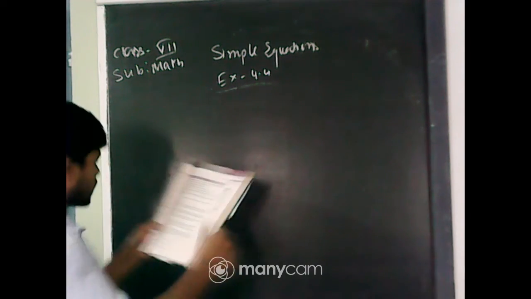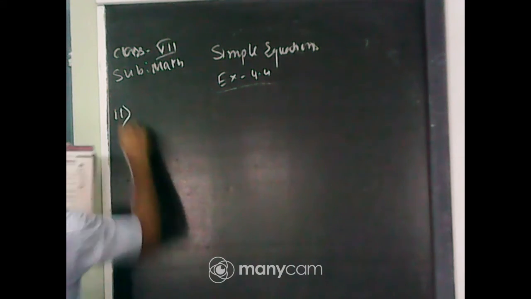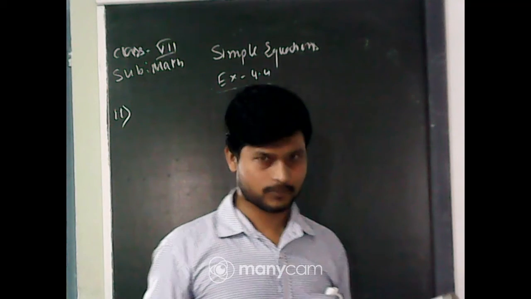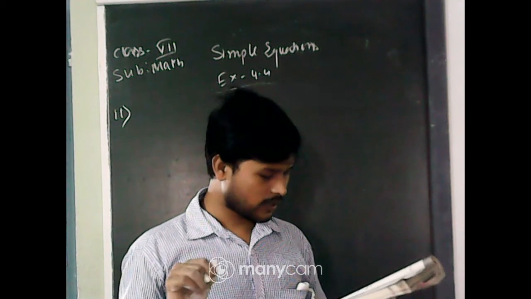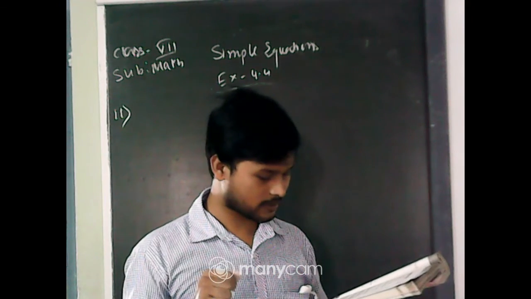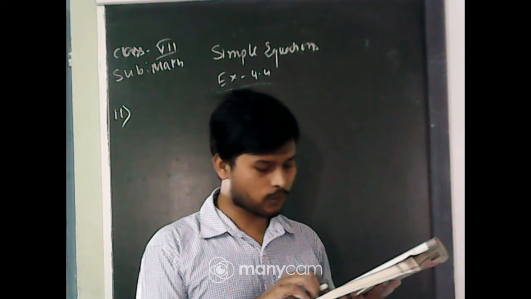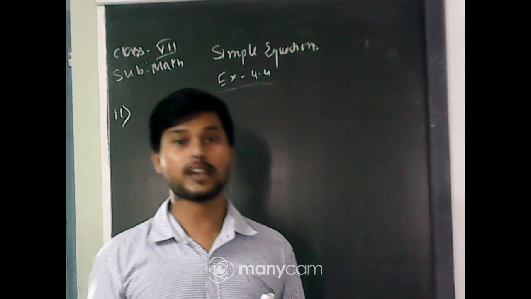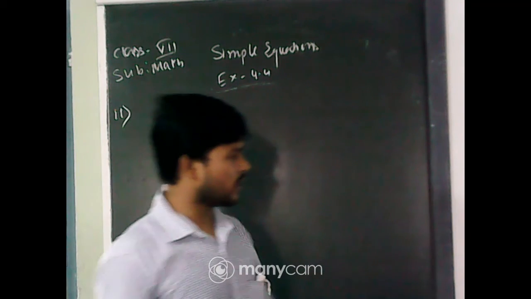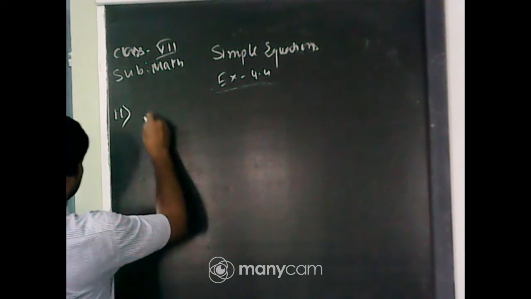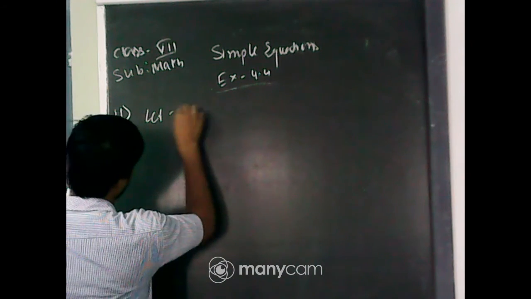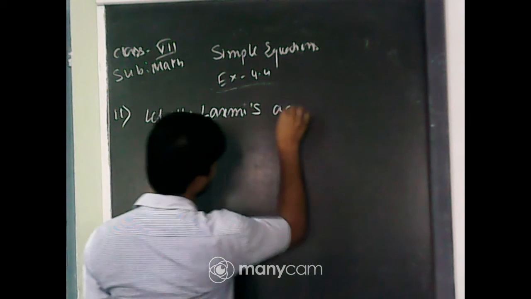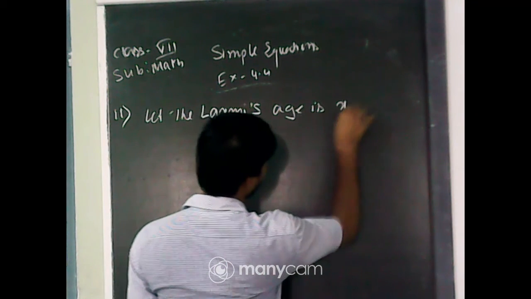Okay, now question number 2. Lakshmi's father is 49 years old. Lakshmi is a girl. His father's age is 49 years. He is 4 years older than 3 times Lakshmi's age. What is Lakshmi's age? Okay, so let us consider, let Lakshmi's age be X years.